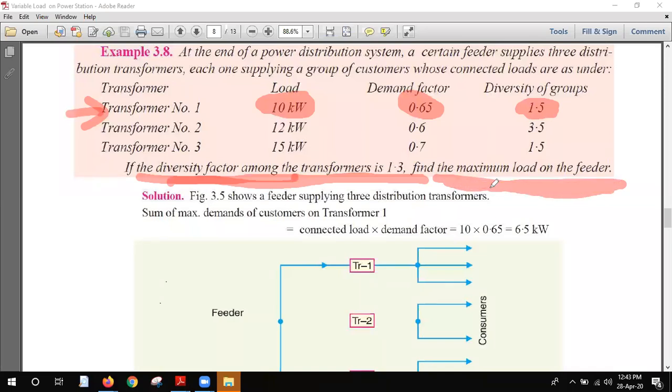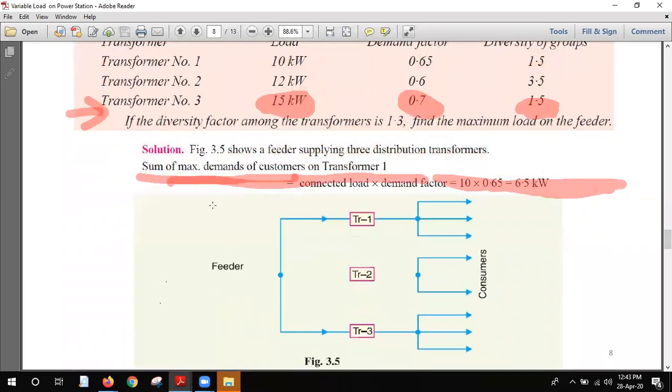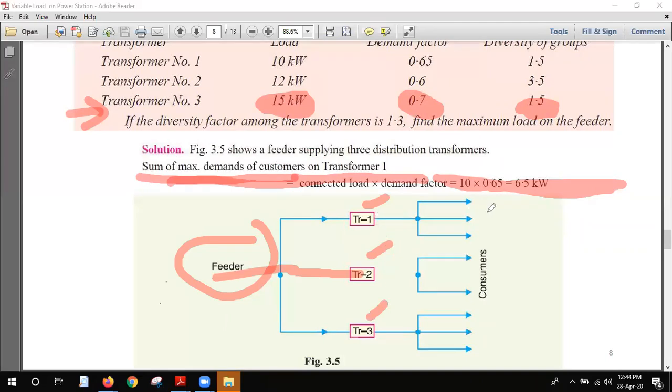Today we will not look at the answer from here. The answer is given already. First, see the structure. There is one feeder line. From the feeder line, there are three transformers, 1, 2, 3. Everyone is using power from the feeder line, and on every transformer there are several consumers.